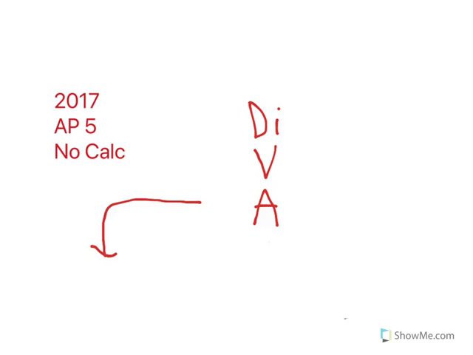Okay, folks, here is a better version of the 2017 AP number 5 no calculator problem. Once again, this is a DIVA problem: displacement, velocity, and acceleration. Now, no calculator problems are a little different than calculator problems. There's usually a little more concept and less math.